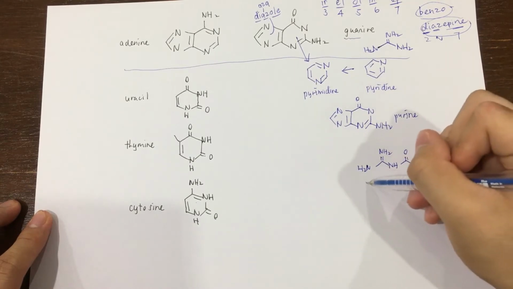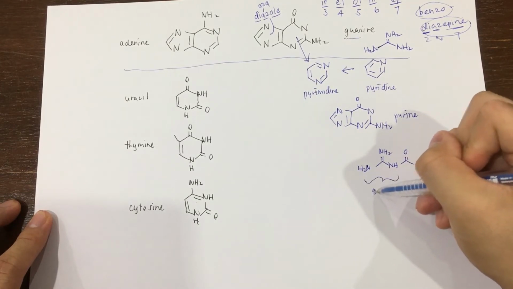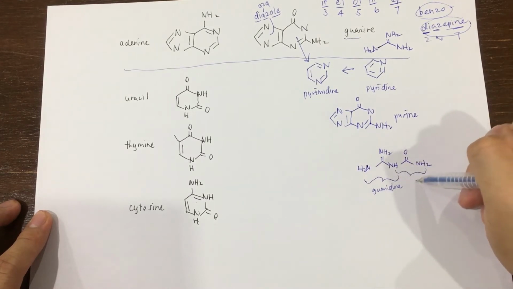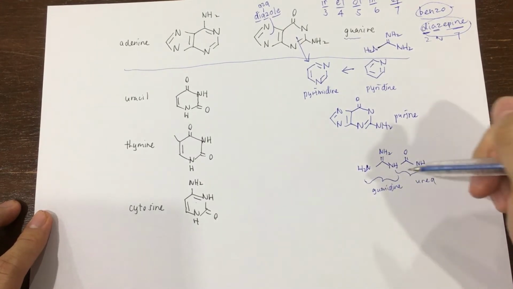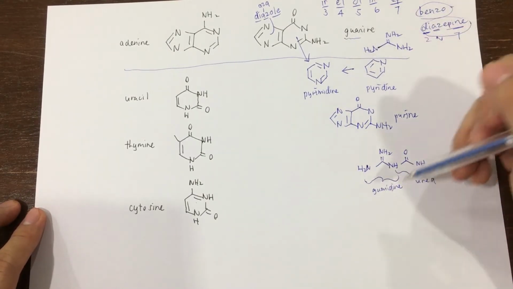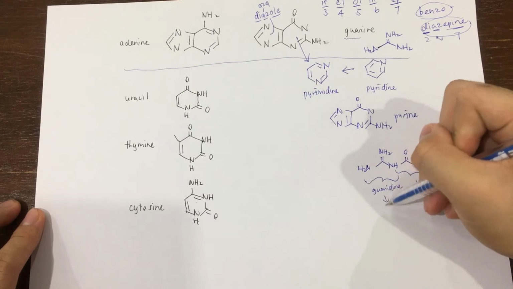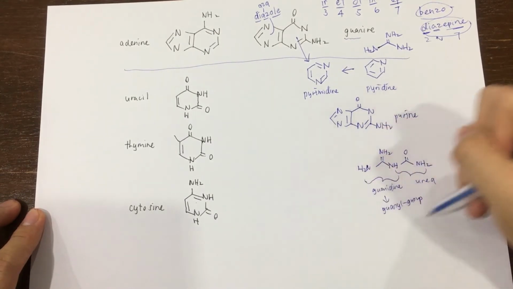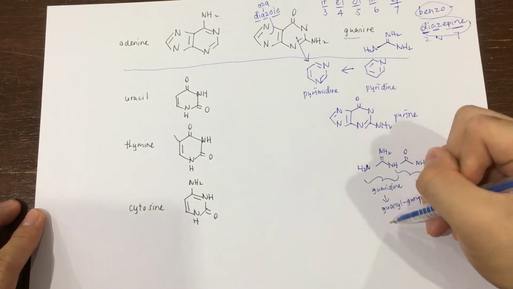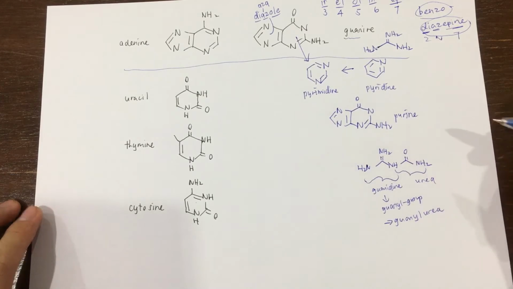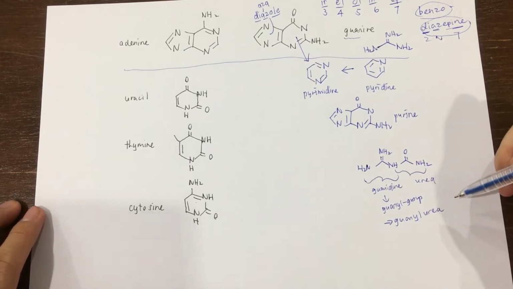Okay, so this is the guanidine moiety, and then this part here is actually urea. And if guanidine becomes a part of a molecule, we call it a guanyl group. So hence this structure here is known as a guanyl urea. Okay, biochemistry students should know about this structure.